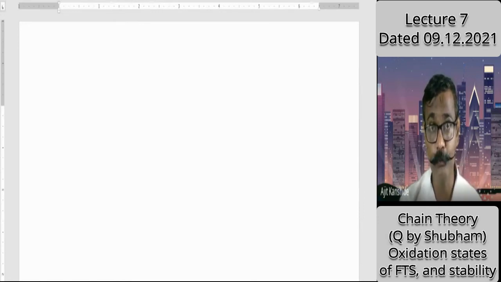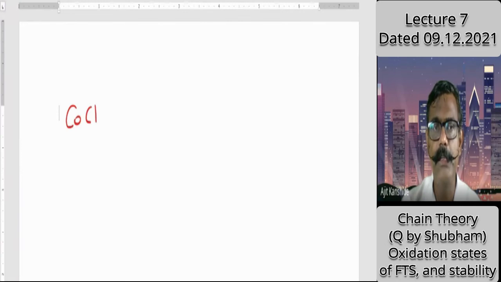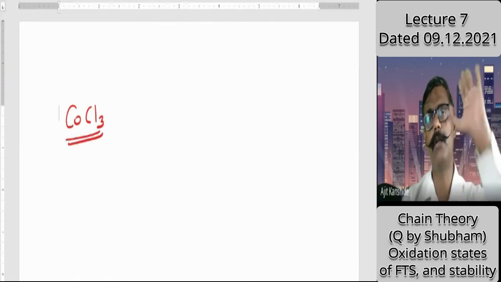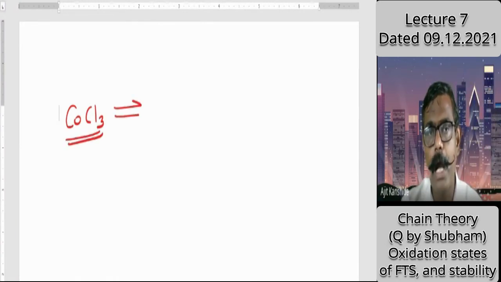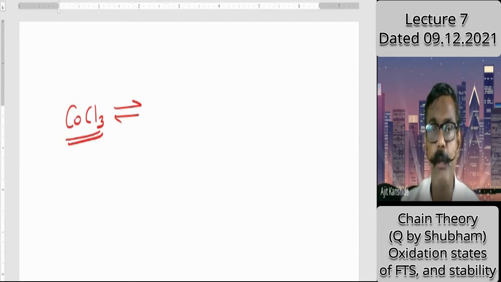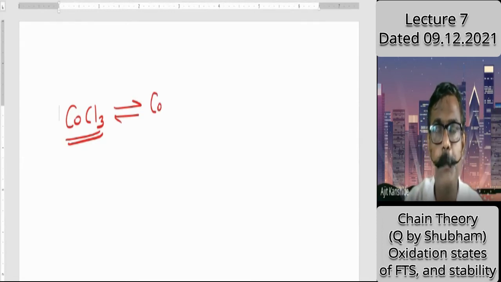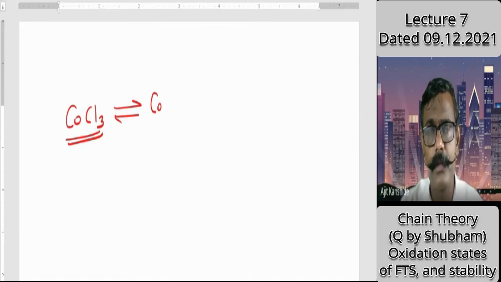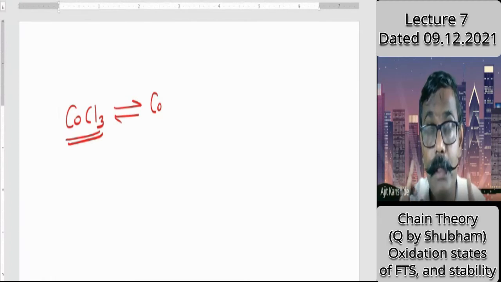With your help, with your replies, let us make our concept clear. CoCl3, such an ionic compound I want to consider. This compound will ionize, will dissociate in water. In which manner? Which ions will be there? For example, NaCl, you put in water: Na+, Cl-. CaCl2: Ca2+, 2Cl-. Likewise, cobalt chloride, CoCl3, will give which ions?